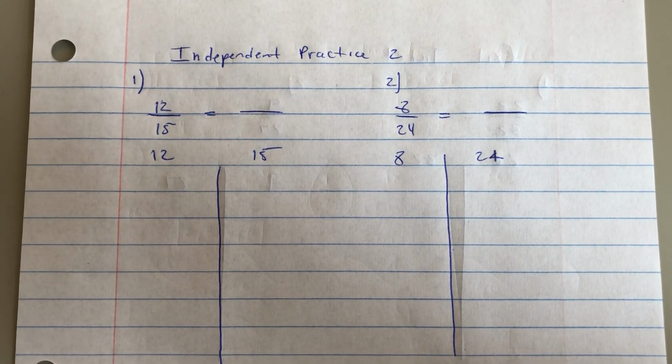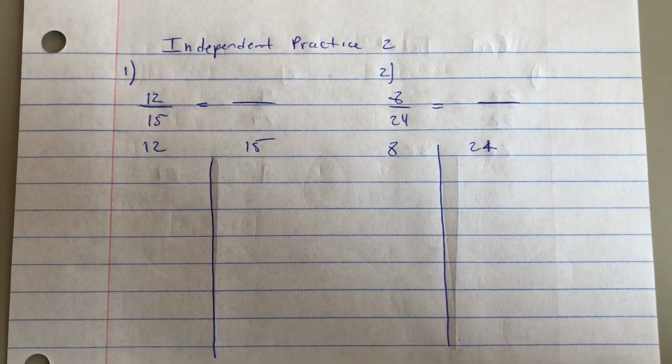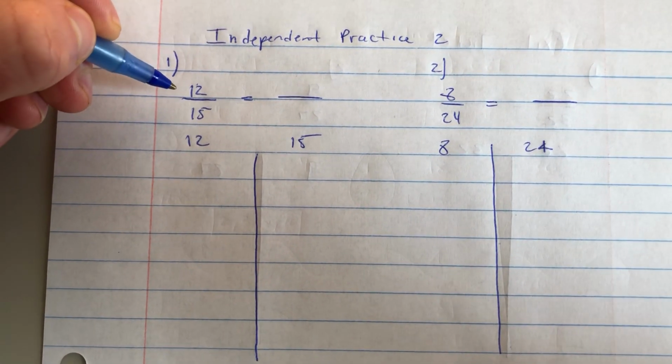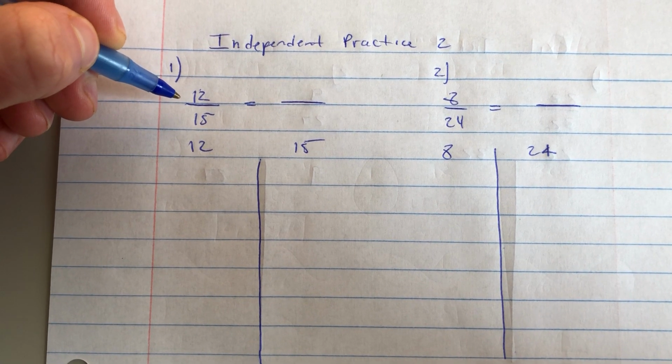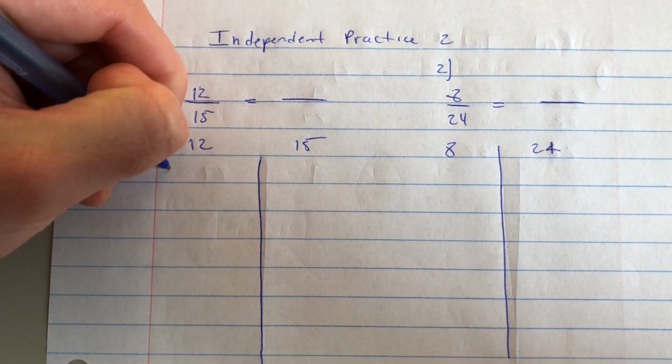We're going to go over both examples of our independent practice to make sure we're ready for our exit ticket. The first fraction is 12/15ths. So I'm going to write out the factors of 12 and the factors of 15 to find my greatest common factor.